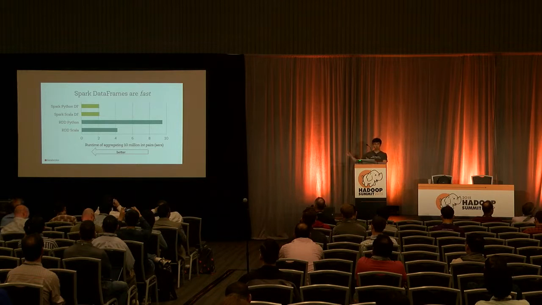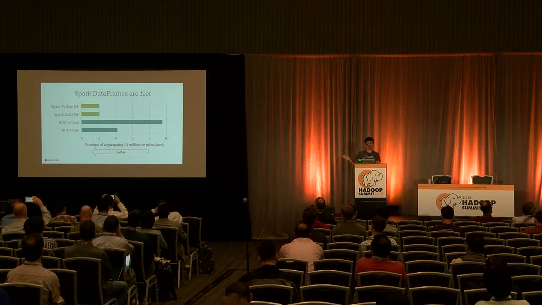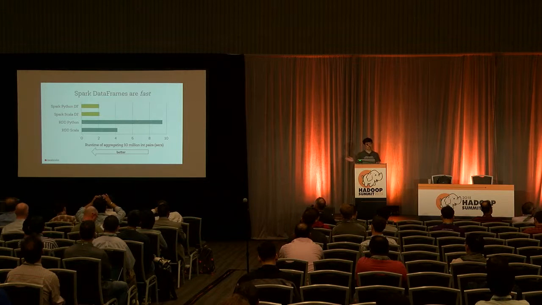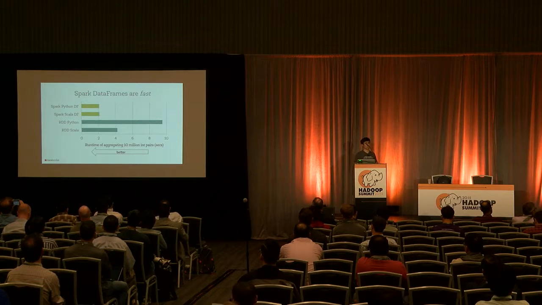So this is a small example just run locally on a small data set, just 10 million integer pairs. But even on this small problem, it gives you an idea of what I mean. It's showing aggregation of 10 million integer pairs in terms of seconds, so to the left is better, and comparing data frames versus Spark RDDs in Python and Scala. And so you can see two things immediately.